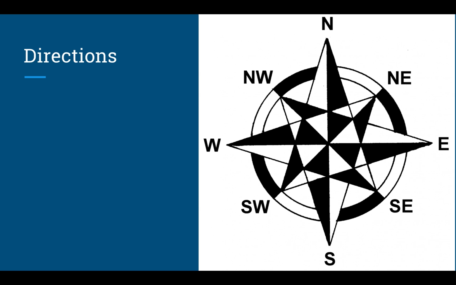Very, very basic directions. Sometimes, though, we get confused. Even I get confused sometimes when I'm looking at directions or trying to give directions. Now, the basic directions: north, south, east, and west. And what you see in front of you right here is known as a compass rose. So not only does it have the north, south, east, and west directions, but it also has northwest, northeast, southwest, and southeast.